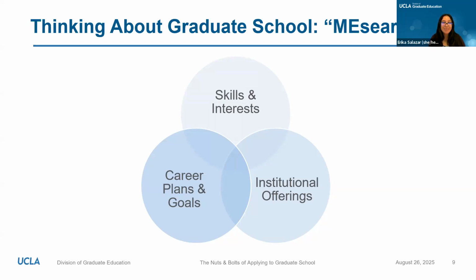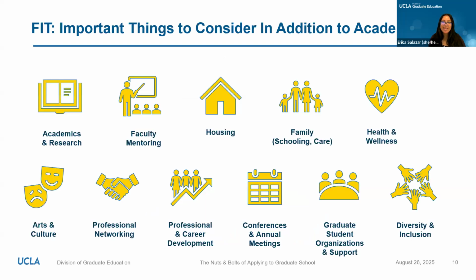So you want to think about 5, 10 years down the line, what you want to do. What are your career plans and what are your goals? And what can you do in graduate school to help you attain that? So thinking about skills and interests, institutional offerings, career plans, and goals will help you decide on a good fit graduate program for you.